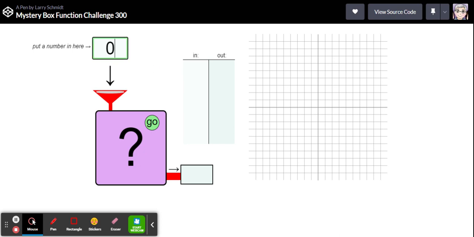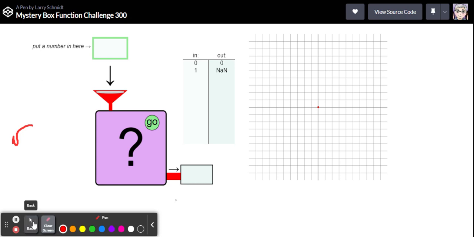All right, let's start with a 0. Okay, 0 gives us 0. How about a 1? Okay, 1 is giving us not a number, and most often we get that kind of error when we have square roots of negative numbers. I put in a positive number there, so I don't know exactly what's going on there. But let's try some more.